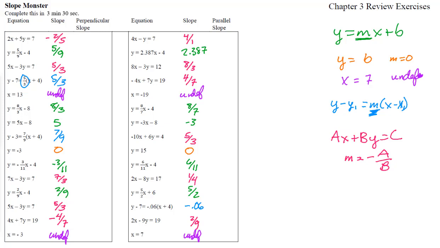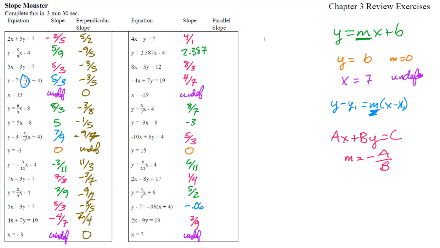Now, the perpendicular slope to a slope is the negative reciprocal. So this is -2/5, it's a +5/2. This is -9/5. -3/5, -3/5, and undefined. This is vertical, so horizontal would be a 0. -3/8, -1/5, -9/7, undefined, +11/3, -3/7. We're just flipping them over with a negative in front of them. -9/2, -3/5, +7/4, and 0.